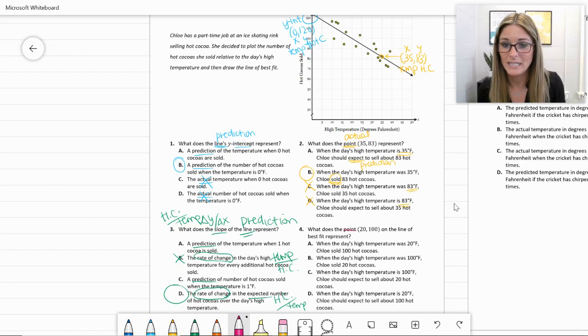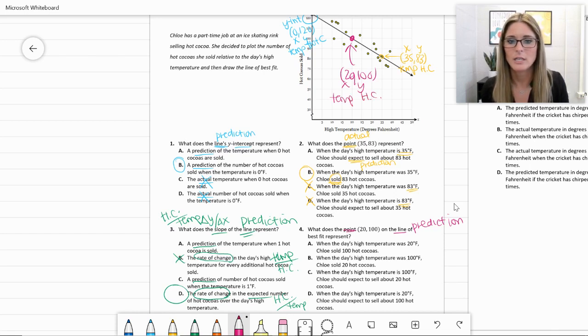Number 4, what does the point (20, 100) on the line of best fit represent? So we're still talking about a prediction, what we might expect to happen, and we're thinking about the point (20, 100). Let's just imagine where that might be. (20, 100) would actually fall on that line right there. 20 is our x value. That would be our temperature. Y would be the number of hot cocoa that Chloe sold. A, when the day's high temperature was 20 degrees. That does fit. Chloe sold 100 hot cocoa.